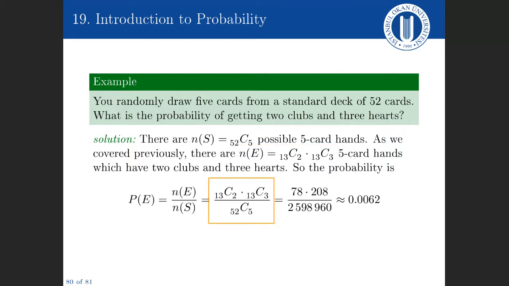Put this information together. We're going to be doing 13 choose 2, 13 choose 3, divided by 52 choose 5. And I'm going to leave it for you to check that if we calculate these, we get 0.0062, which is a small probability.